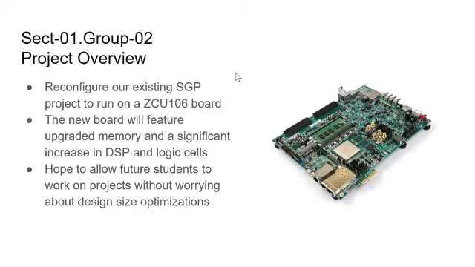Team number 2. All right. So our project is that we're planning on reconfiguring our current SGP pipeline to run on the Zynq UltraScale ZCU106 board. As you can tell, it's a significantly larger board than the Nexys Video 7 that we currently are using. This board has more memory and a significantly larger amount of DSP and logic cells. So the goal is to hopefully allow future students of this class to work on projects without worrying about design size optimizations or size constraints.